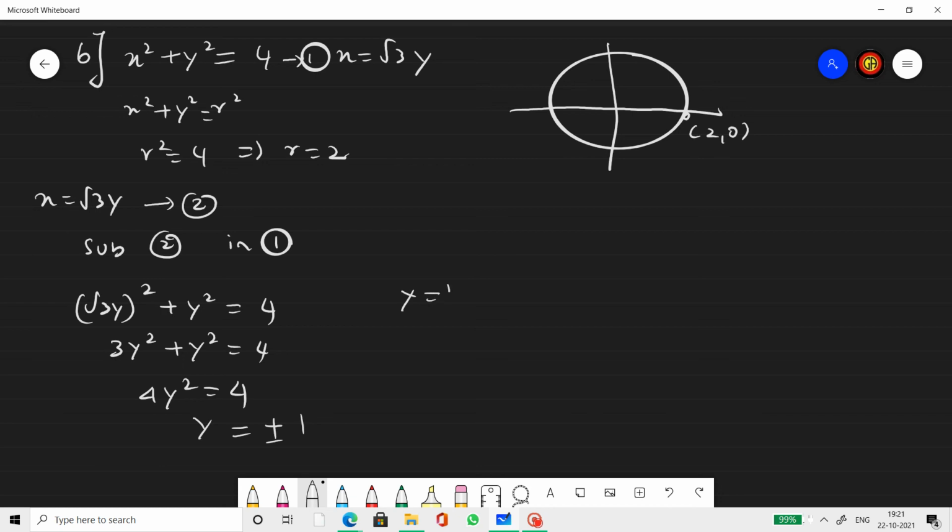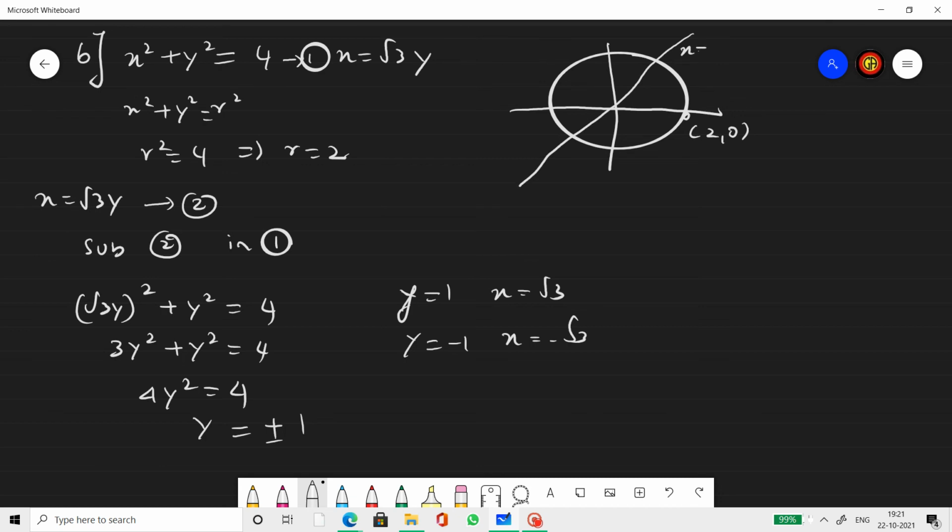So when y is 1, x will be root 3, because x is equal to root 3 y. And when y is minus 1, x is equal to minus root 3. So the line is meeting the circle at root 3, 1 and minus root 3, minus 1. These are the passing through points of the line also. So the line is traveling in such a way that it passes through the first quadrant and the third quadrant.